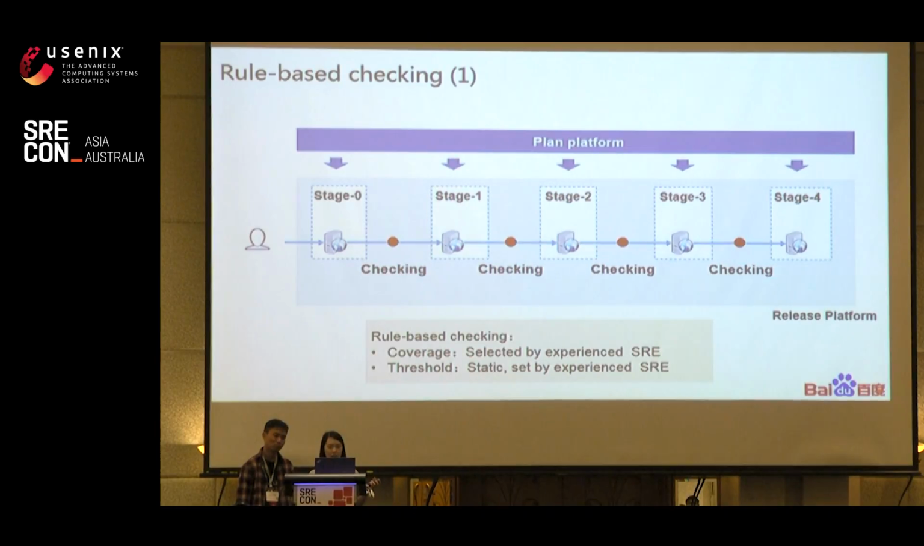With a reasonable stage division, we build automatic checking after each stage. It will automatically check if there is an alarm and decide to stop. Usually, the alarm is based on a static threshold set by SRE, and only the experienced SRE know what to check. At the same time, the release platform will monitor the indicators throughout the process. Once a major fault occurs, it will stop all the releases.